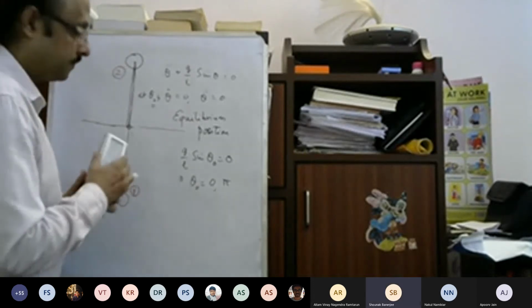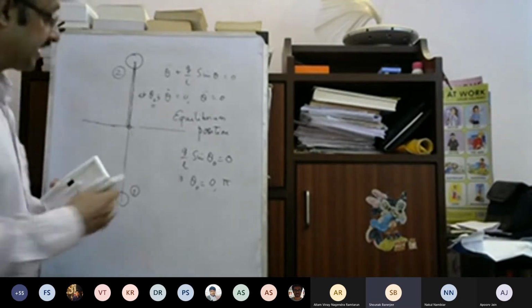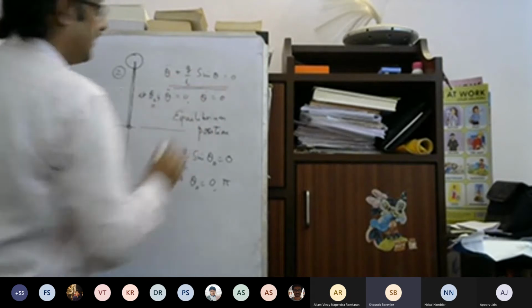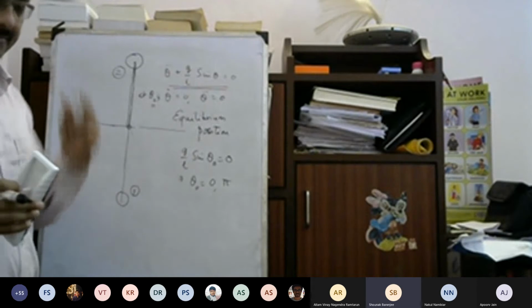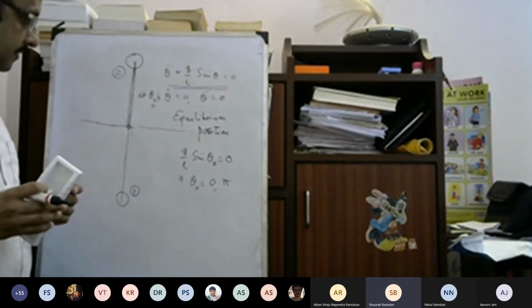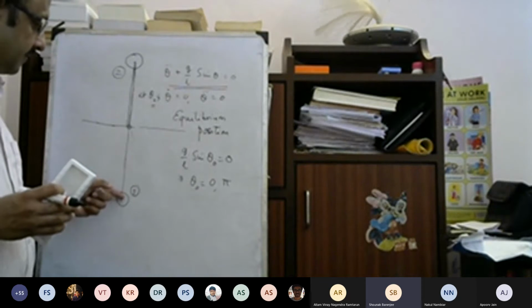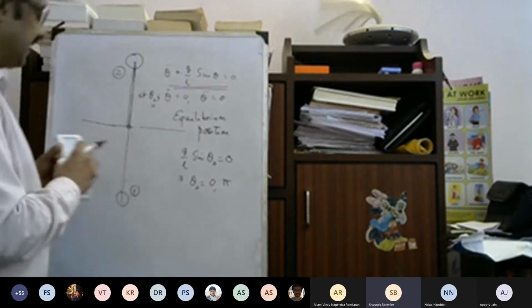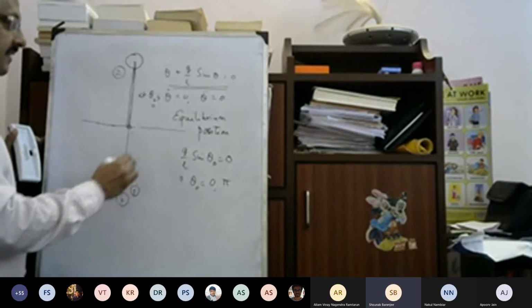Sir, did you also write theta dot is 0? Theta dot is 0, but theta dot is not appearing in the equation. Sir, for this pendulum, it may have theta double dot 0, but not theta dot 0. Yes, theta dot is our initial value.